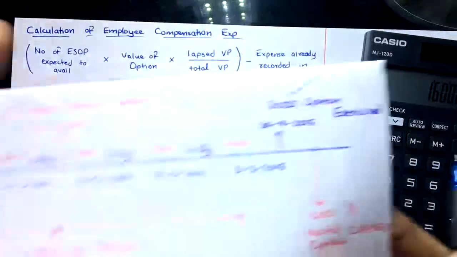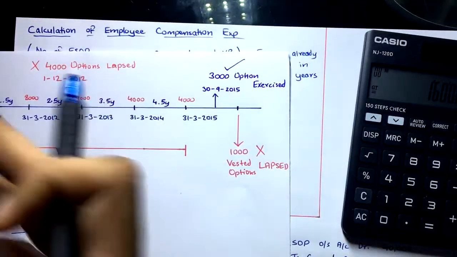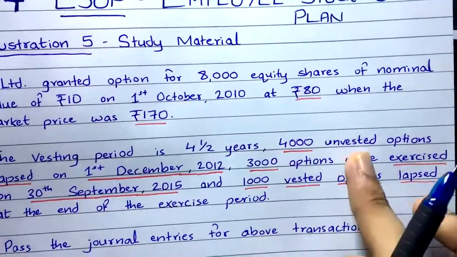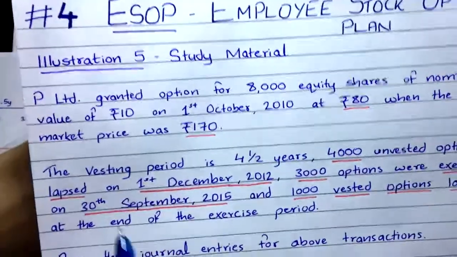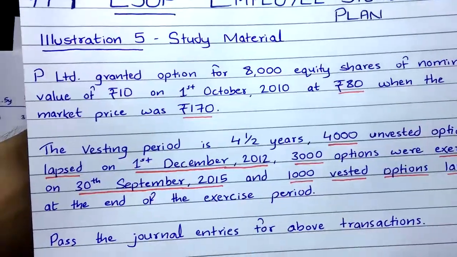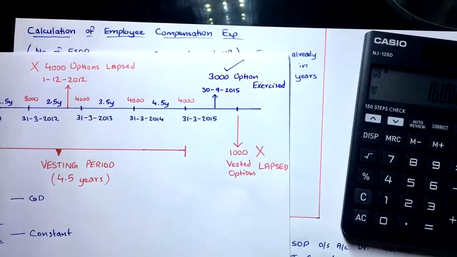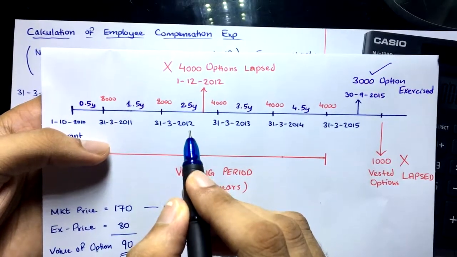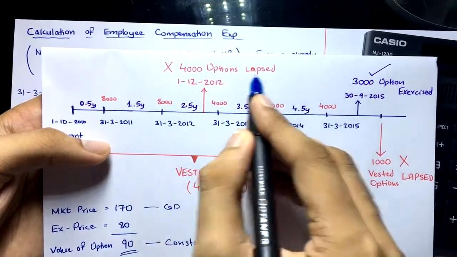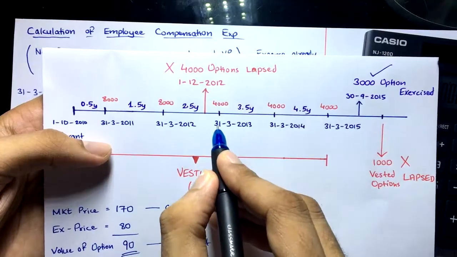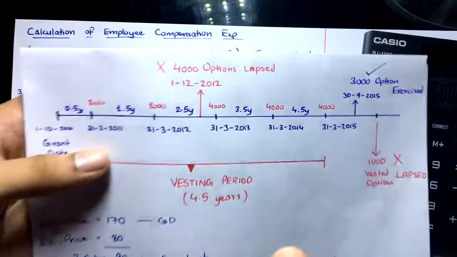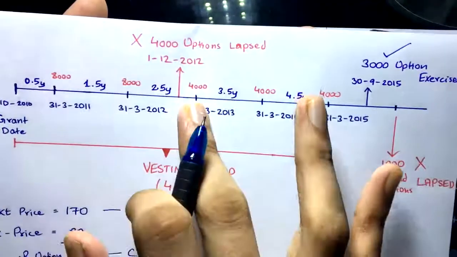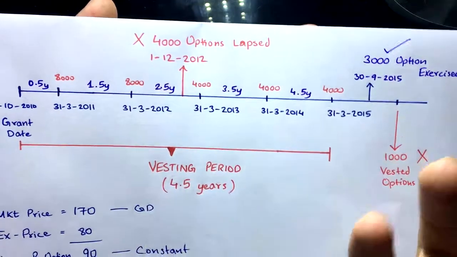Now here what has happened? See here, the question says, let's get the question. The question says, 4,000 unvested options, 4,000 ineligible options have been lapsed on 1st December 2012. Now where does that fall? 1st December 2012, it falls in here, right, in the second year. We have already seen that while reading the question. So 4,000 options has been lapsed. So at the end of this year, we can safely assume that 4,000 options only will be exercised in future.